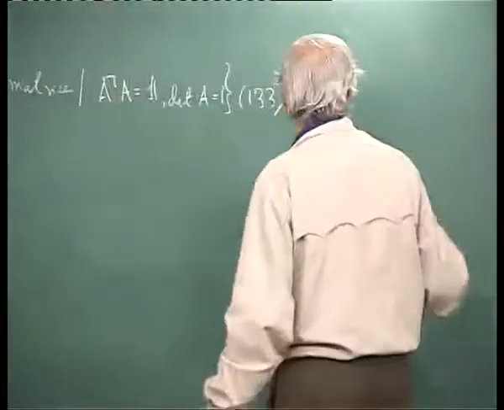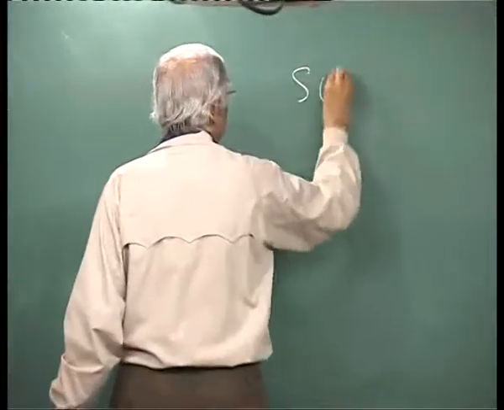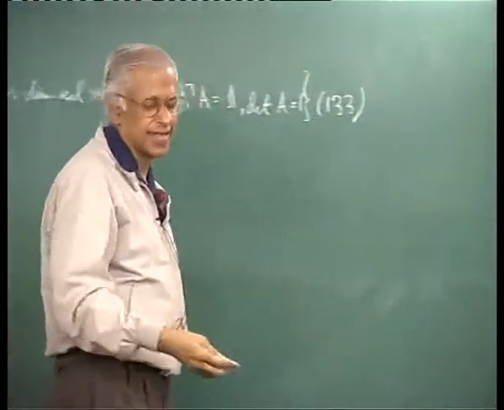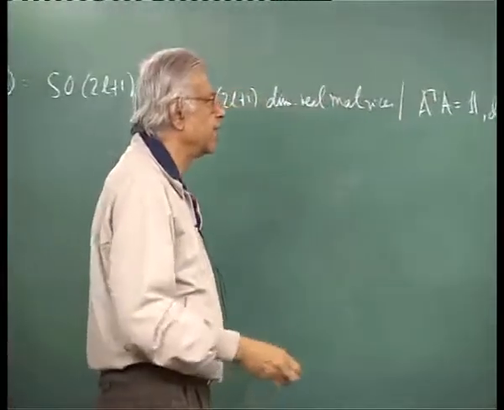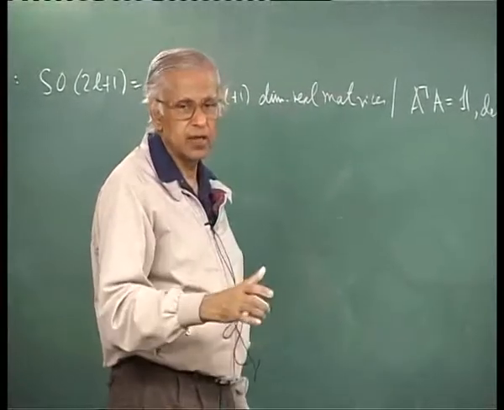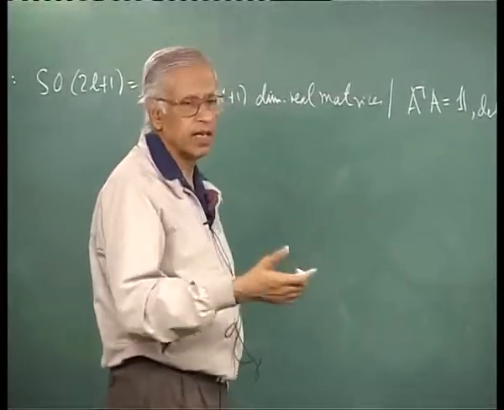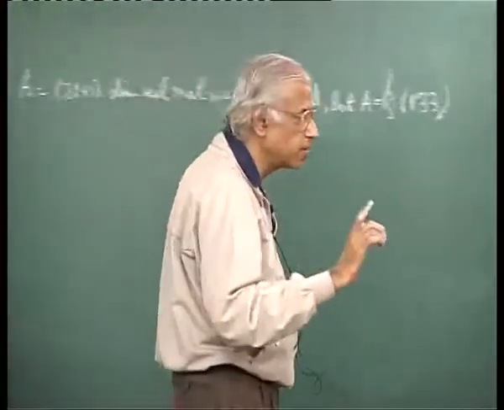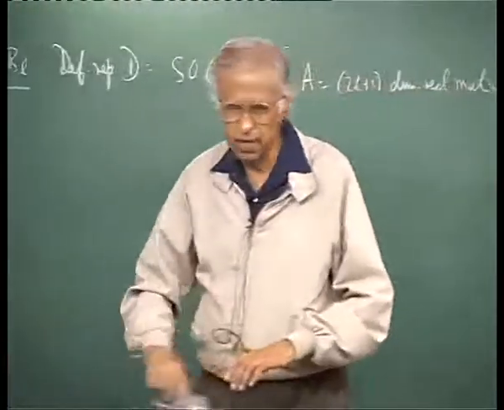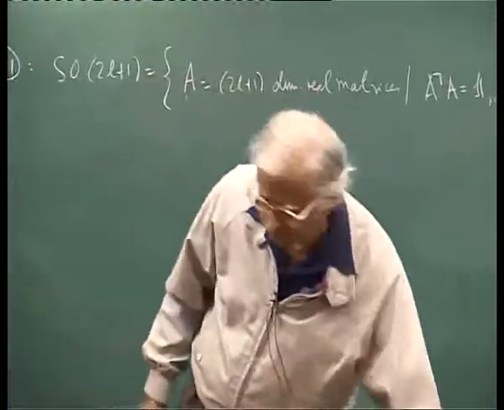In contrast, when we come later on to this family, the unitary, that is complex unitary rotations, there is a pattern which is uniform for all n. There is no need to distinguish between even and odd dimensions. For the unitary groups, it's not necessary. For the orthogonal groups, it is necessary. So it's a qualitative difference which you should bear in mind.